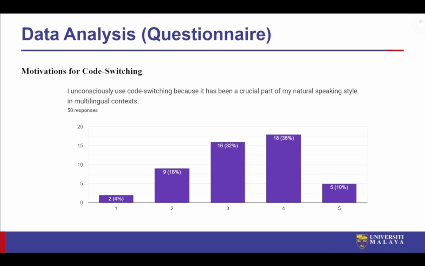But for this next one, "I unconsciously use code switching because it has been a crucial part of my natural speaking style in multilingual contexts." Although this one has a high number of people who agree, which is 18, it also has a very high number of people who were quite neutral, and an abnormally high number of people who disagreed with it compared to our other motivations, and 2 people who strongly disagreed.